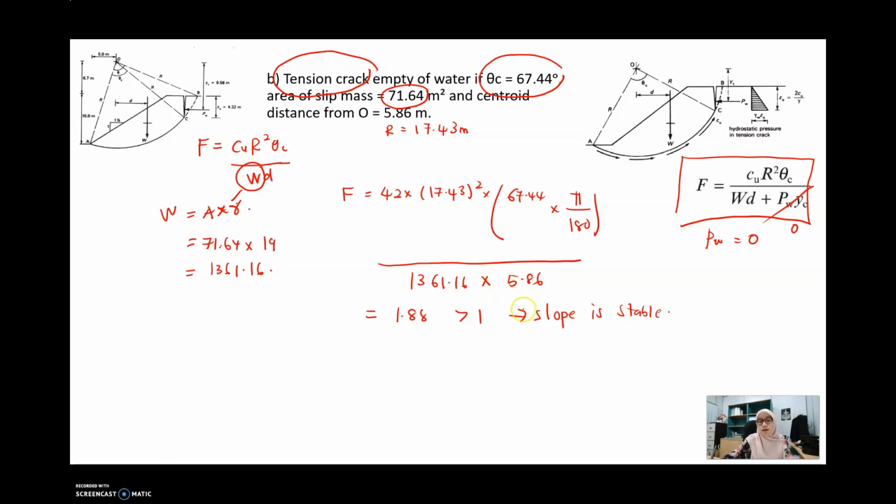Okay, make sure you comment. Every result you need to comment based on the standard value. Okay, so you have the slope is stable.